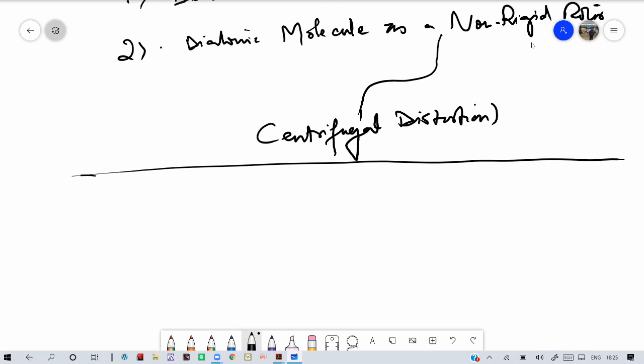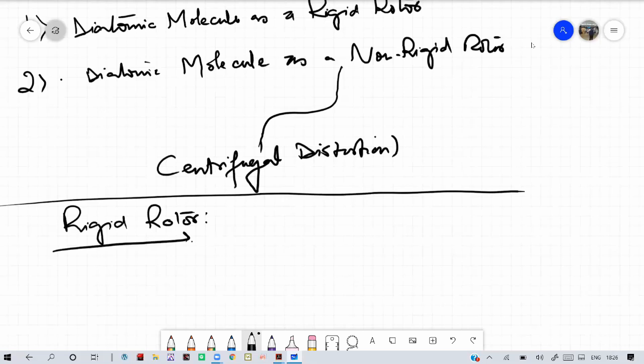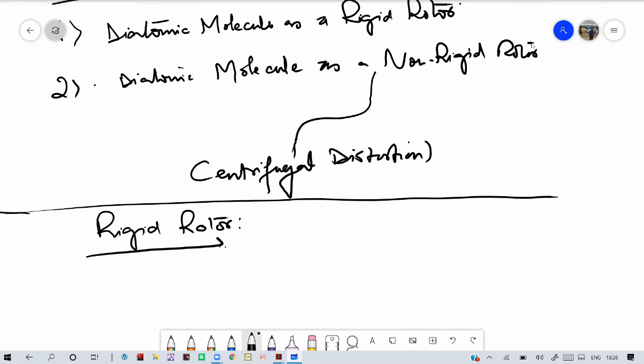So to start with, the rigid rotor. We know that rigid rotor means it is a rotating body but it is rigid. Rigid means we are using an approximation that the two atoms of the diatomic molecule, let us suppose this is 1, this is 2, having masses m1 and m2, such that m1 is not equal to m2, and they are separated by some distance r.